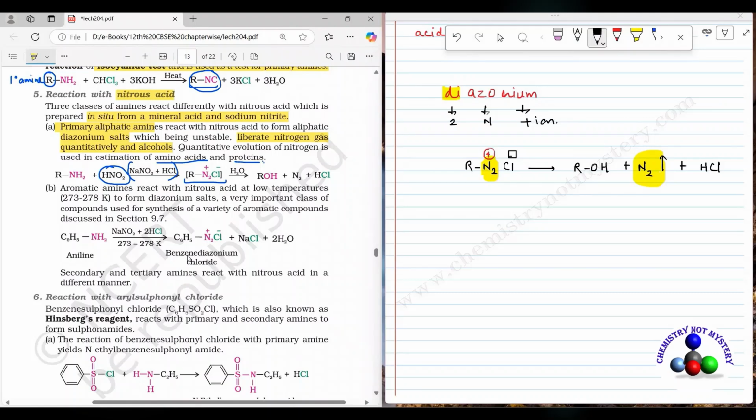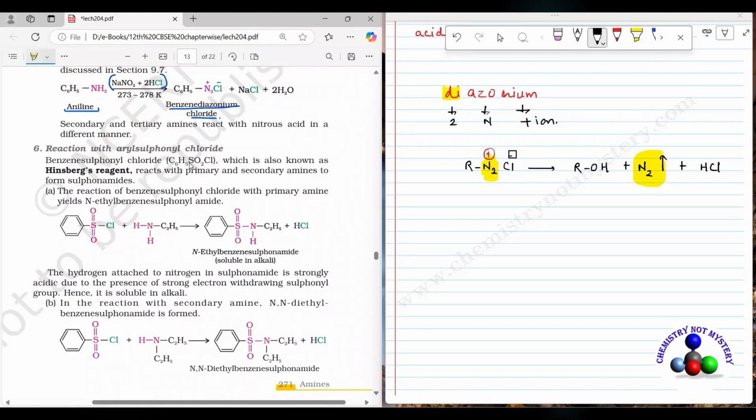Aromatic amine reacts with nitrous acid at lower temperature to form diazonium salt, a very important class of compound used for the synthesis of variety of aromatic compounds, discussed in section 9.7. So when aniline reacts with nitrous acid. So this is aromatic amine. Aniline is the example of aromatic amine. When it reacts with nitrous acid, which is prepared in situ by the reaction of sodium nitrite with HCl, it gives benzene diazonium chloride. This benzene diazonium chloride is very useful compound. It is used for the synthesis of variety of aromatic compounds.